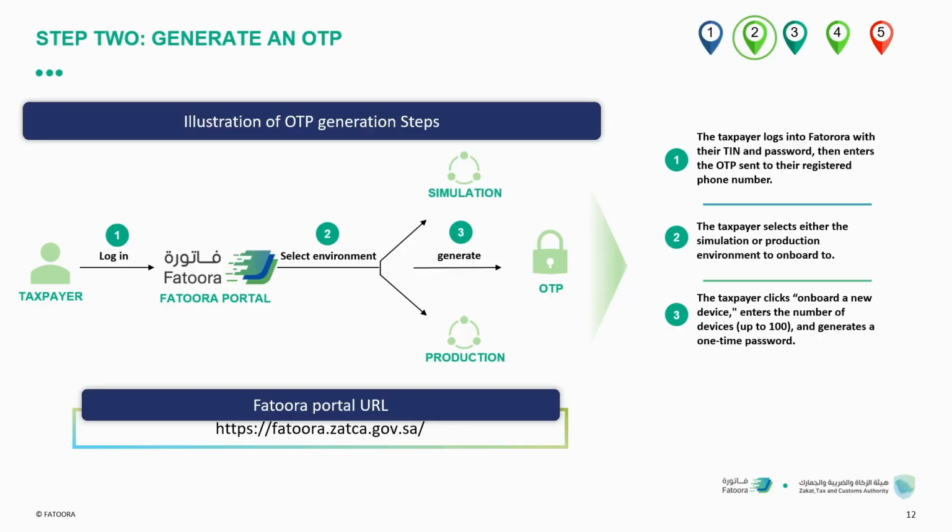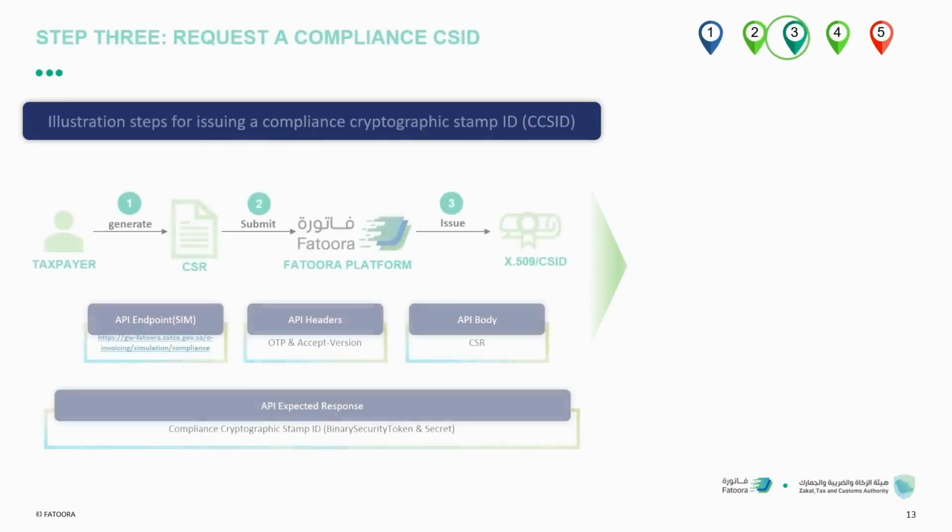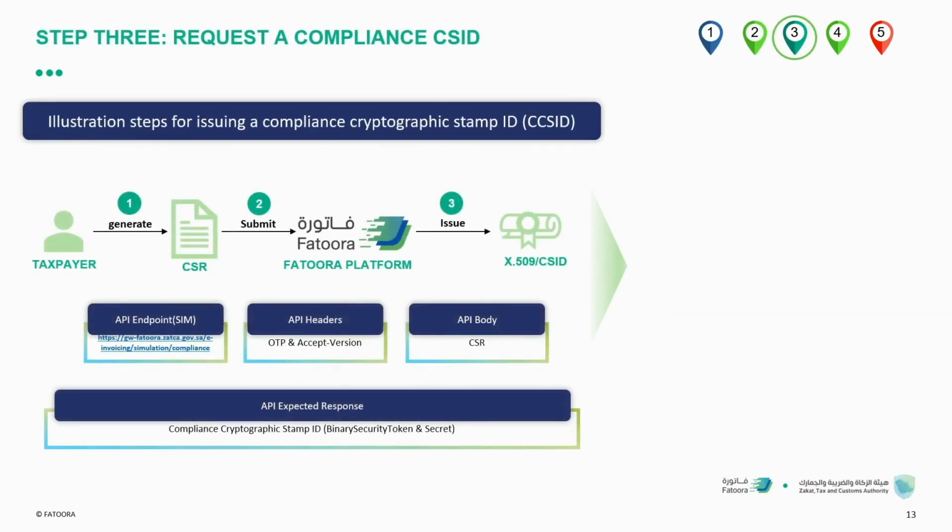Now, after we have generated our OTP, it's the time for us to move on to the next step, which is requesting a compliance CSID. The third step involves requesting a compliance CSID, which is a certificate issued by Zatka for the compliance check phase. And please note that without this certificate, invoices cannot be sent through the Fatura platform.